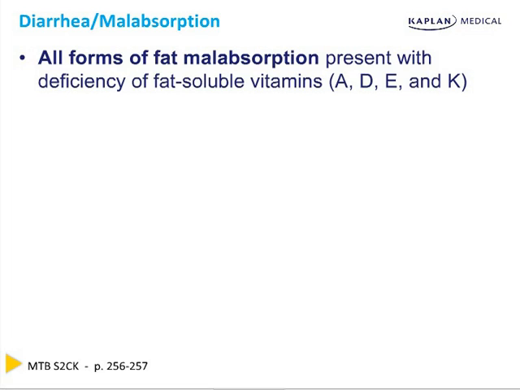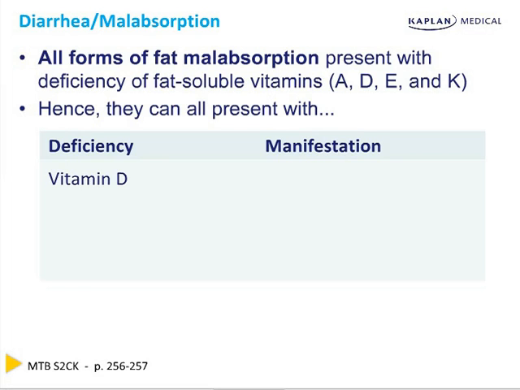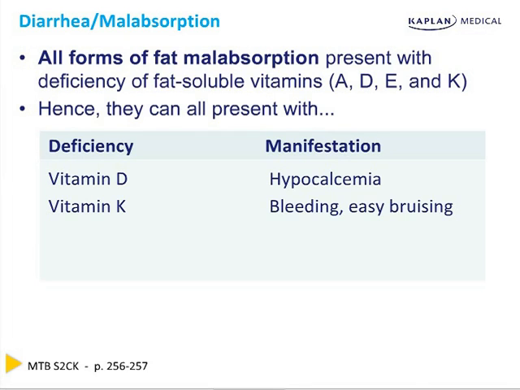All forms of fat malabsorption present with deficiency of fat-soluble vitamins, specifically vitamins A, D, E, and K. Therefore, if you're malabsorbing, you're going to manifest the signs and symptoms of the particular deficiency. A vitamin D deficiency will lead to hypocalcemia. A vitamin K deficiency will lead to bleeding and easy bruising. It's like you're on Coumadin. Remember, Coumadin antagonizes vitamin K.